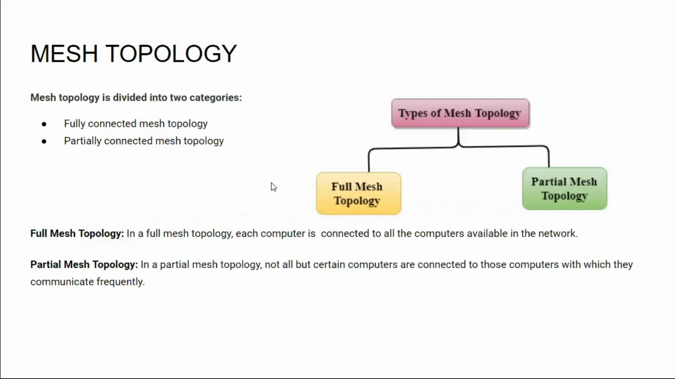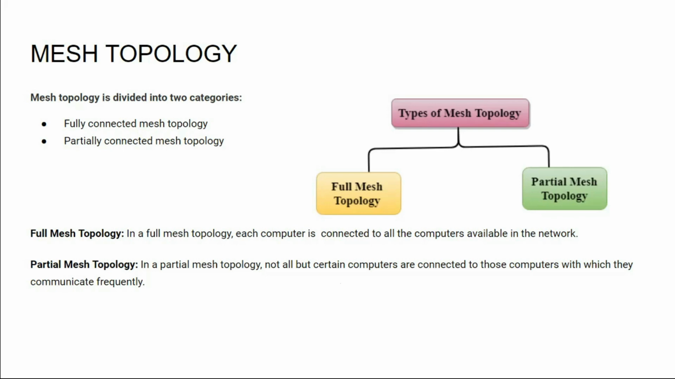In mesh topology itself, we have two different types: one is fully connected and another is partially connected. In full mesh topology, every node is connected with each other; each computer is connected with all computers available in the network. Partially connected means not all, but certain computers are connected to the computers with which they communicate frequently.